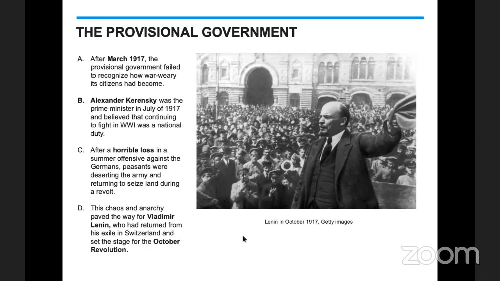There's a huge loss with an offensive against the Germans that summer. And we start to see sort of a peasant revolt, peasants seizing land. And many of the soldiers who are peasants actually defect from the army or desert the army and go to grab their own piece of land. So during this time, we're seeing a lot of chaos. And at this moment, this summer, we're seeing Vladimir Lenin, who's been exiled in Switzerland, return. And that's going to set the stage for the second part of this, which is the October Revolution.